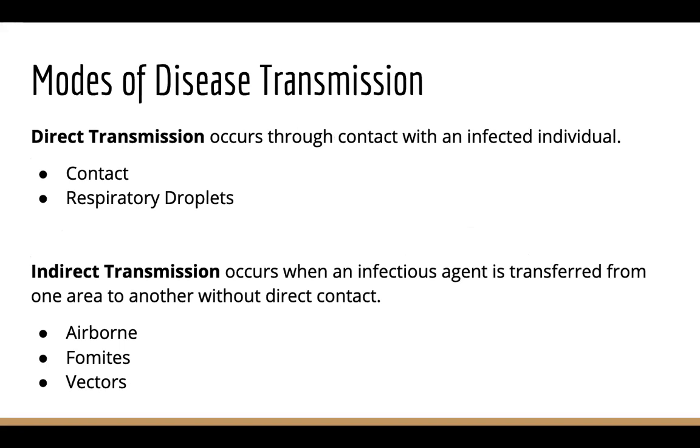There are different modes in which you can acquire infectious diseases. You can acquire them through direct transmission or indirect transmission. Direct transmission occurs when you contact an infected individual. Examples of contact include kissing or having sexual intercourse with them. In addition, when a person speaks, you can sometimes see respiratory droplets flying out of their mouth. Respiratory droplets are one of the main forms in which we know that the coronavirus spreads.